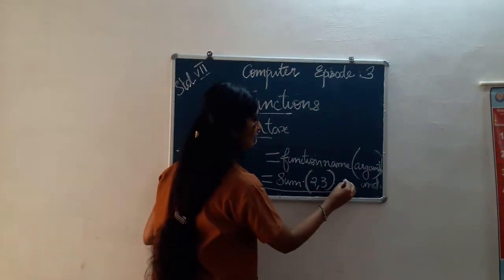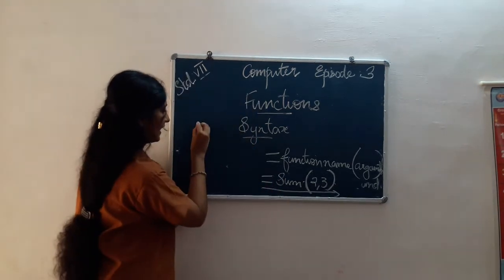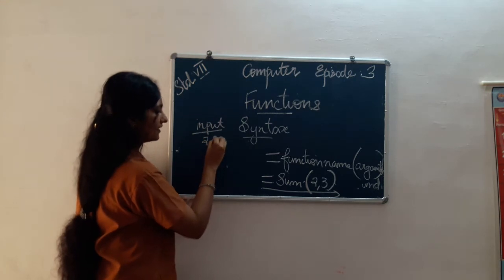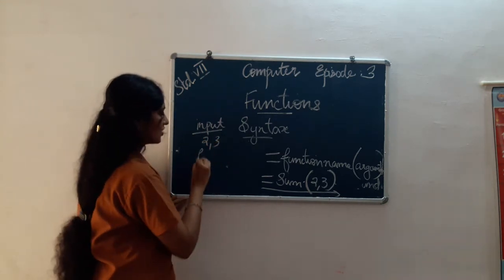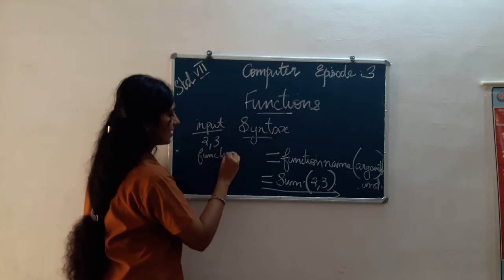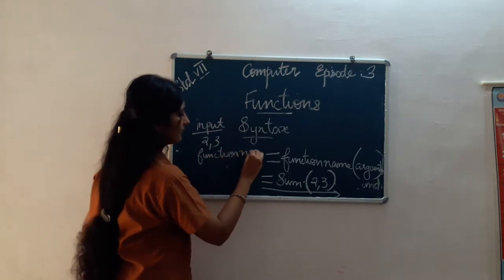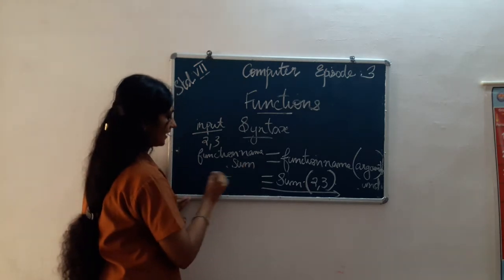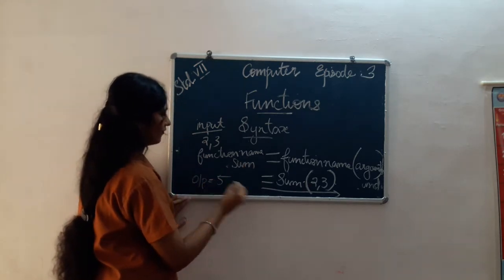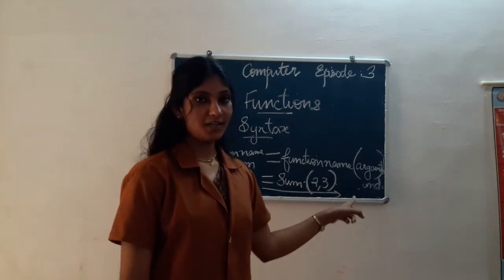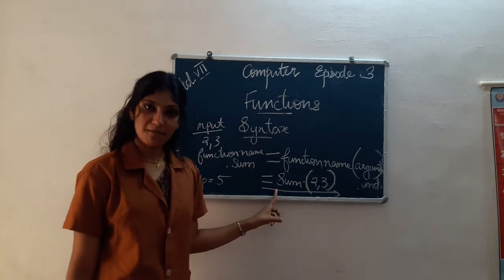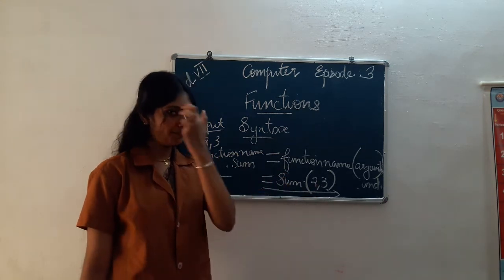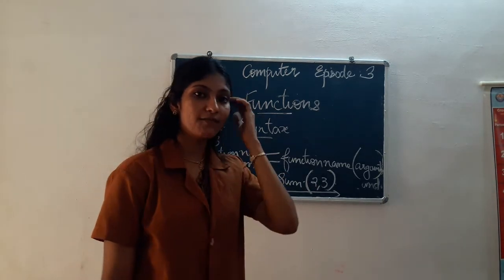Here, what are the input values? 2 and 3 are the input values. The function name is sum. And what is the output? The output here is 5. So function name and arguments: in this example, sum is the function name and the arguments contain two values, 2 and 3. Right? So do all of you understand what a function is?